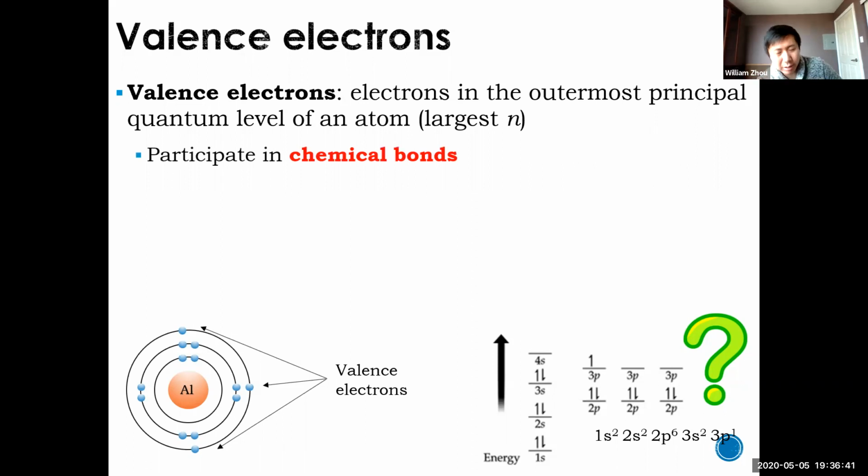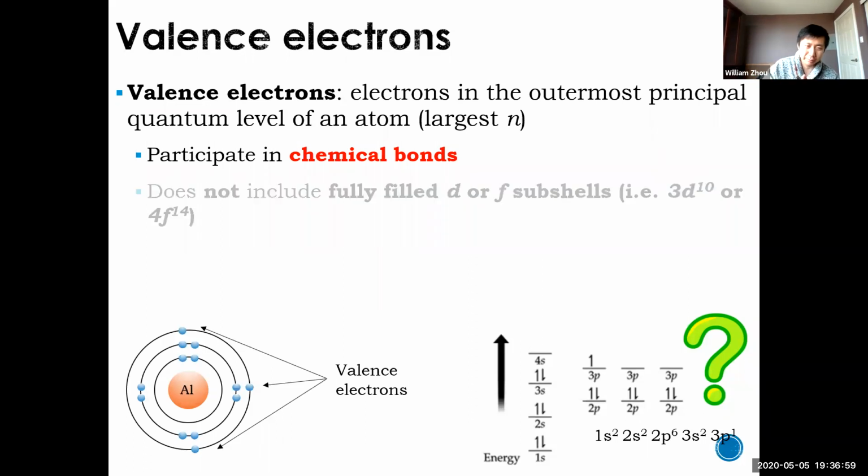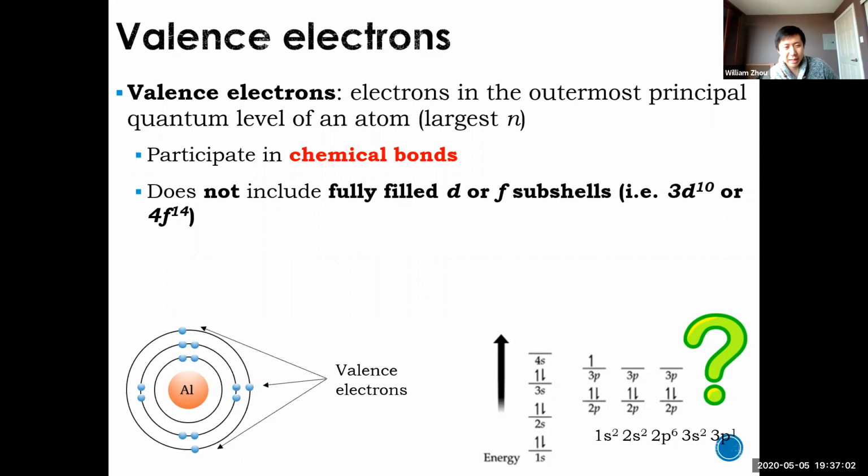To determine the valence electrons, you have to look at the following. Those electrons must participate in chemical bonding or have the potential to participate in chemical bonding. Only valence electrons bond. Those inner core electrons don't do anything. The valence electrons do not include full d and full f subshells. That means d10 and f14. They're full, they're stable, they're not supposed to change. They are not valence electrons, so exclude those.